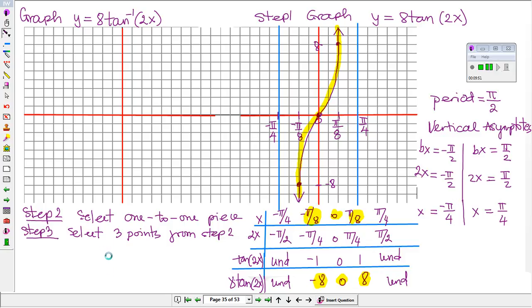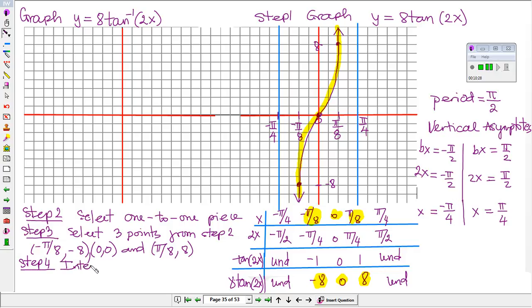So the 3 points that we are going to select will be negative pi over 8, comma negative 8. The second point will be 0, 0. And the third point will be pi over 8, comma 8. And we move on to step 4.